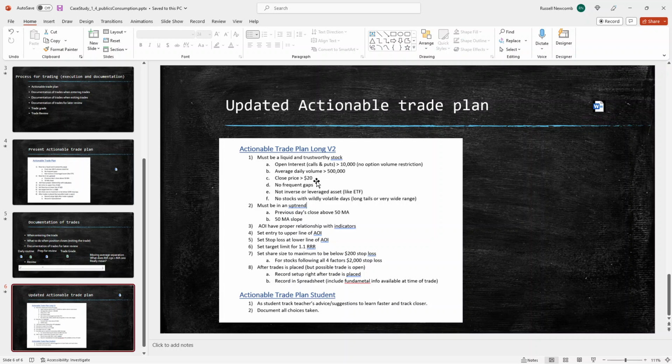Close price greater than 20 because options act kind of funny if you get too low in the stock price. So I just want to keep it above 20 for 2 reasons. I mean, if it's a 50-cent option and you're like a $5 stock or something, there's a huge percentage of the price of the stock. But once you get up to a decent price, they do a lot better. And then the same, no frequent gaps, no leverage, no widely swinging stocks, that type of stuff.